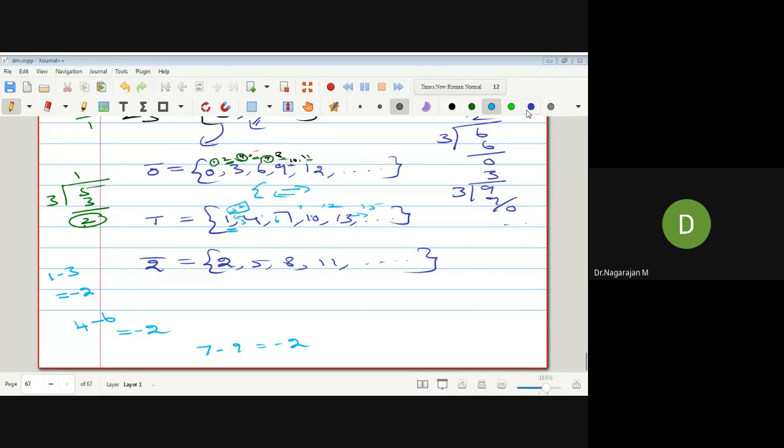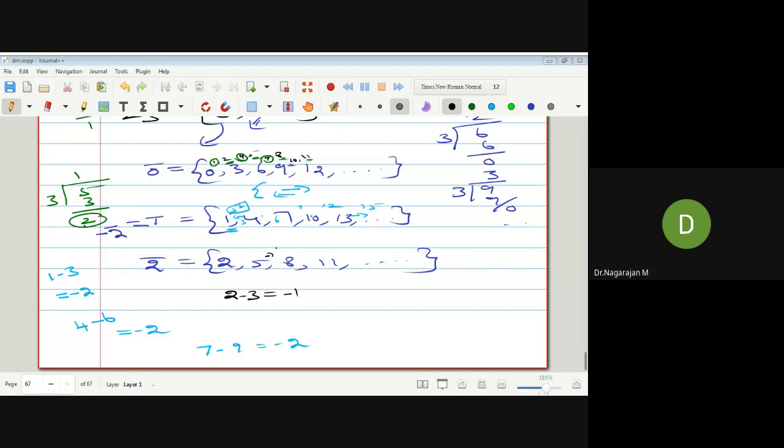Therefore the first class's another name is called the minus 2 class. Minus 2 class. Okay, similarly we can find the two class. The second class can be put as, so easy idea. So what is the value of 2 minus 3? 2 minus 3 is minus 1.